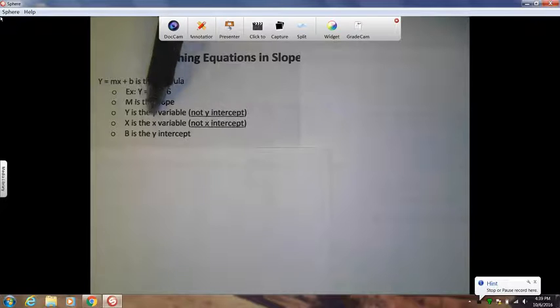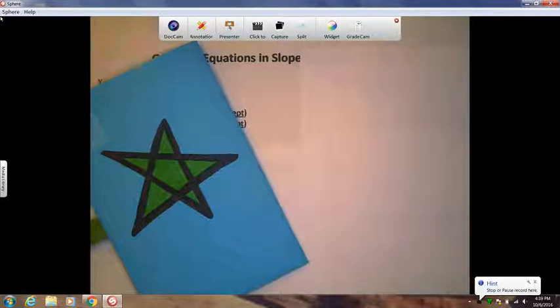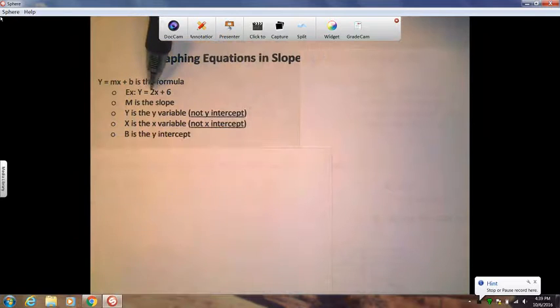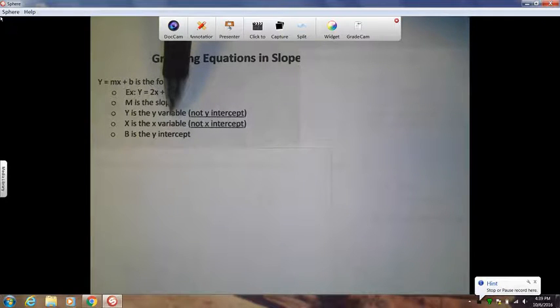Y is the y variable. We don't know what it is, but on a line there's many y variables. There's actually infinite. X is the x variable. A lot of people make the mistake of saying that x is the slope. X is not the slope. 2 and x are not the same thing. 2 is your slope. It's multiplied by x, but they are two different things. And b is your y-intercept. In this case, b is 6.